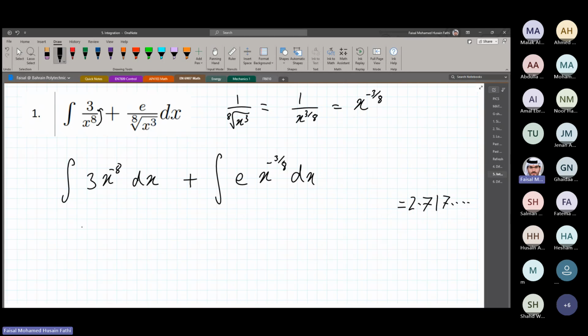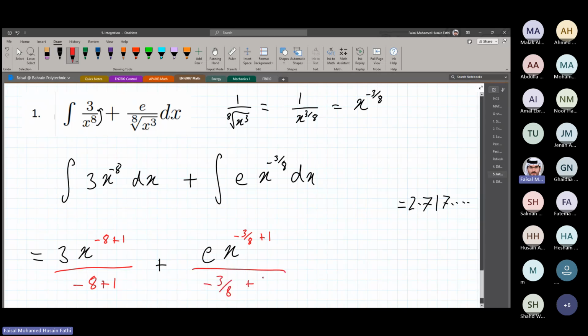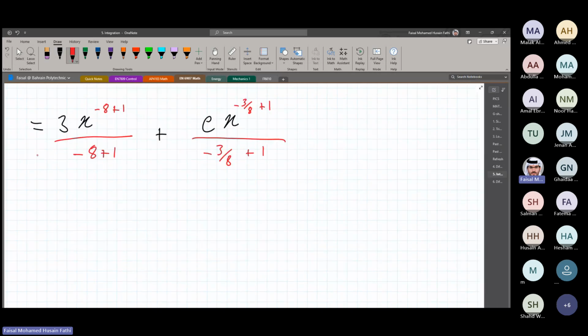If we want to continue solving, we'll just apply the general rule. For 3x minus 8, what is the general rule? This is going to be 3x to the power of minus 8 plus 1 over minus 8 plus 1, plus the 3 is a constant, it does not change anything, plus e, again a constant, does not change anything, x to the power of minus 3 over 8 plus 1 over minus 3 over 8 plus 1. And that's it. And then you simplify and you have your final answer.